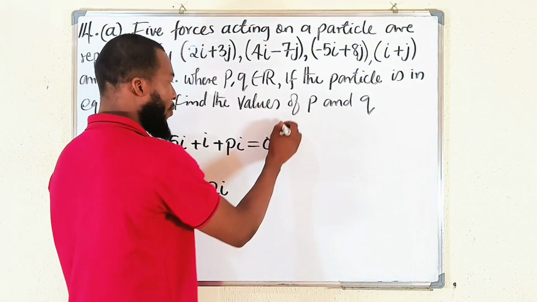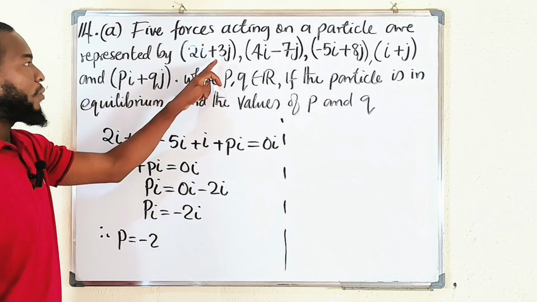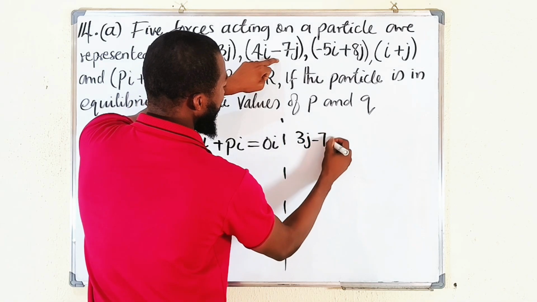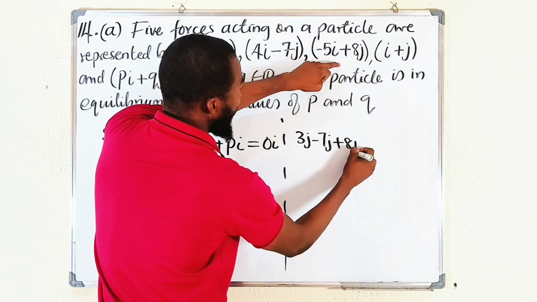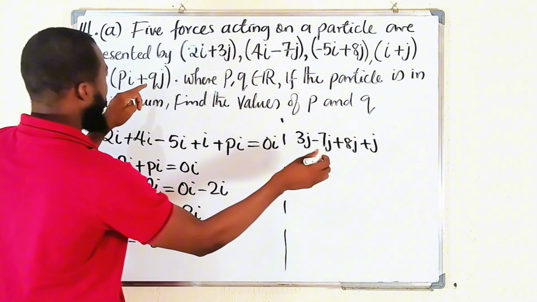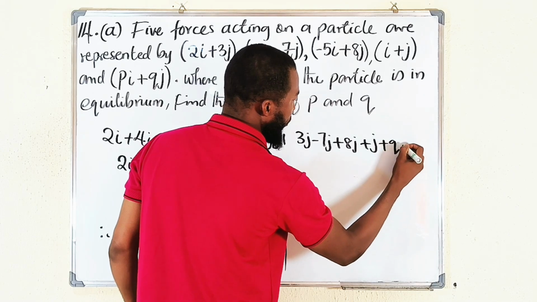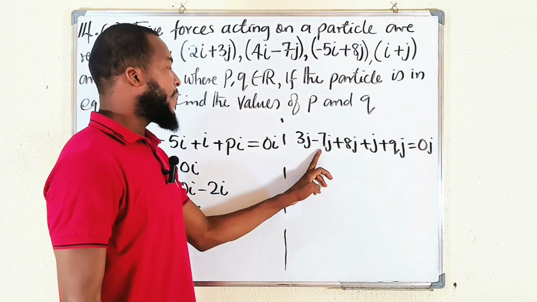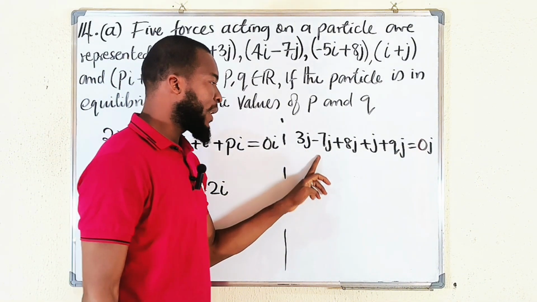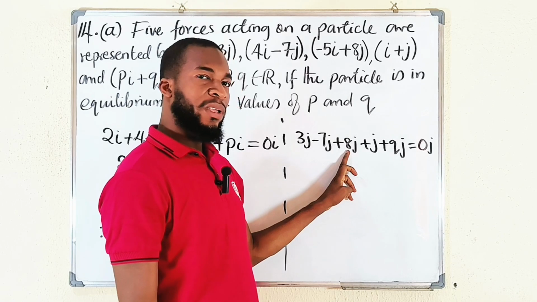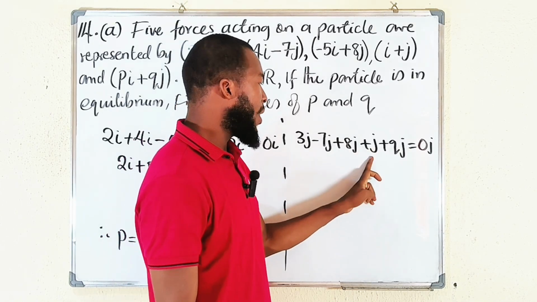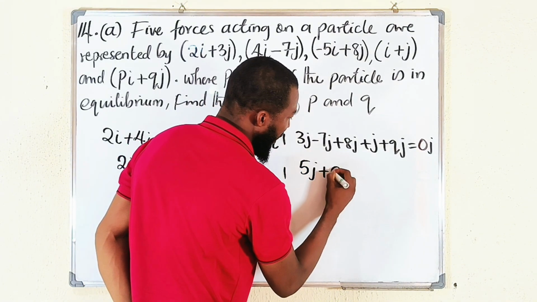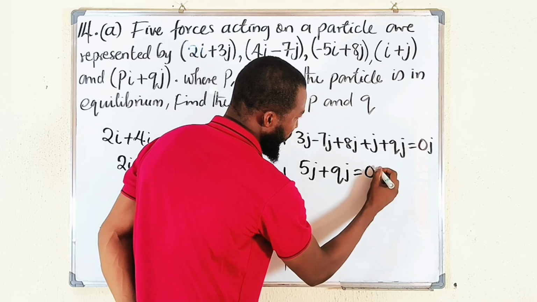Let's do the same thing for the J component. We have 3J minus 7J plus 8J plus J plus QJ. This must be 0J, right? 3 minus 7 will give us negative 4. Negative 4 plus 8 will give us positive 4, plus 1 is 5. So we have 5J plus QJ equal to 0J.